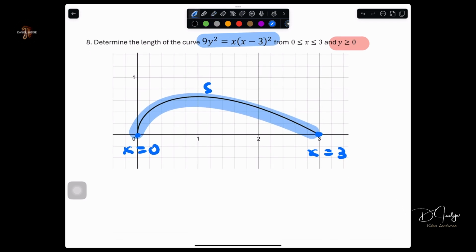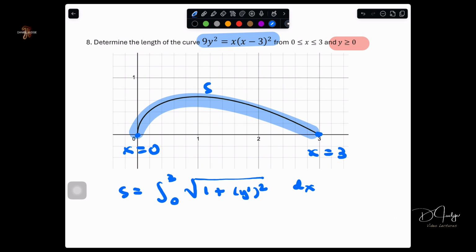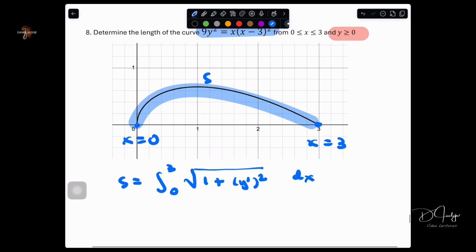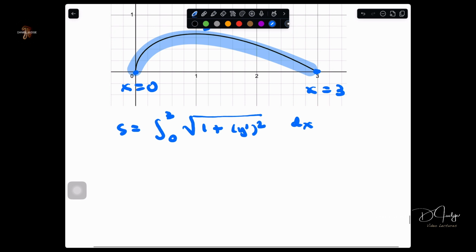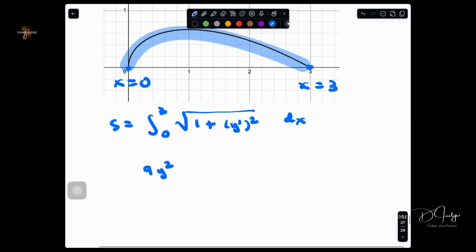So the arc length is going to be found by integrating from 0 to 3 the square root of 1 plus y prime squared dx. Now, here's what we have. We have the curve 9y squared equals x times (x minus 3) squared.